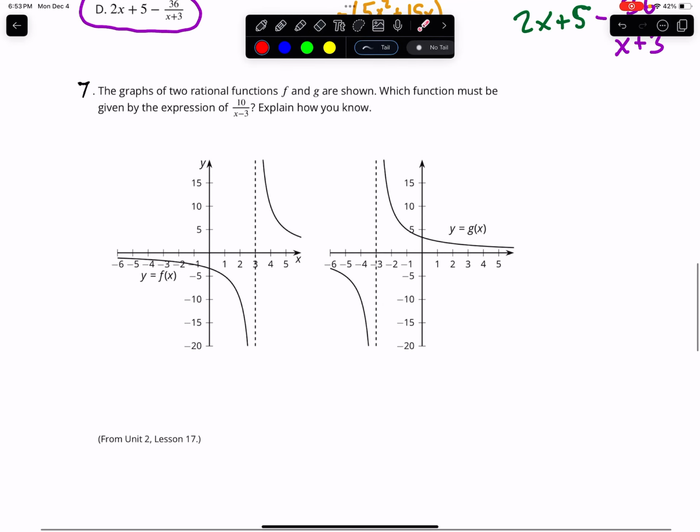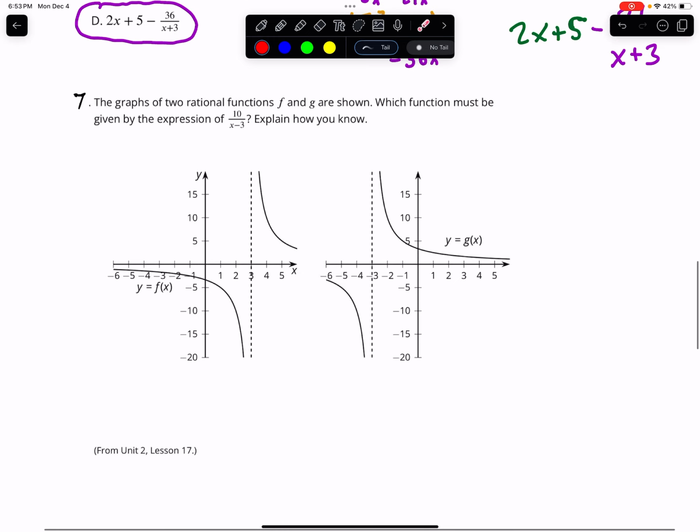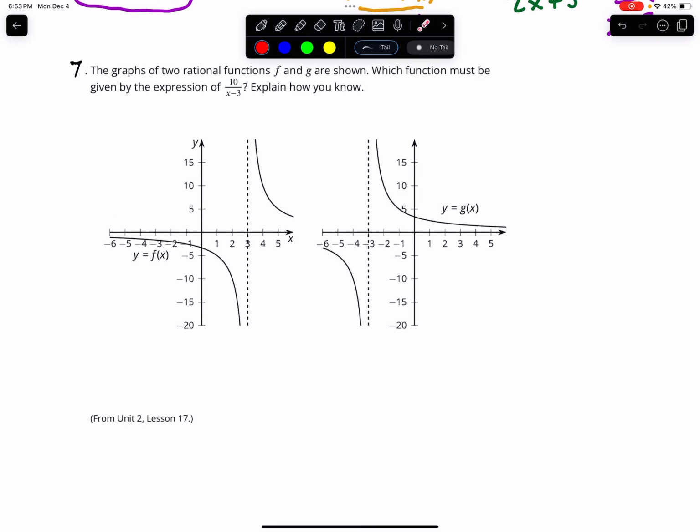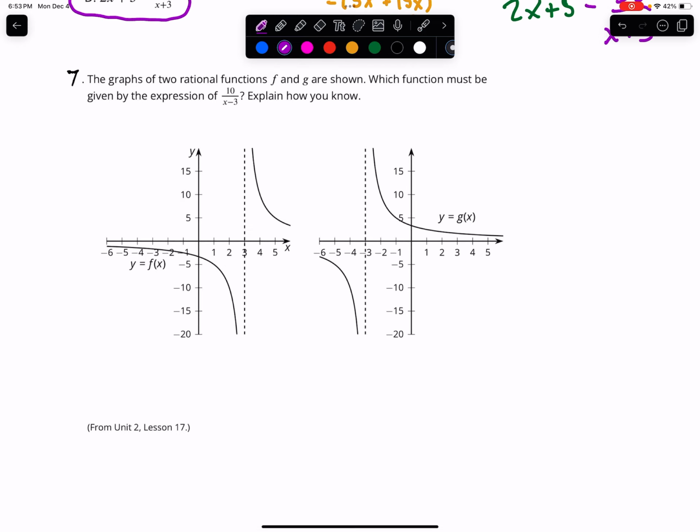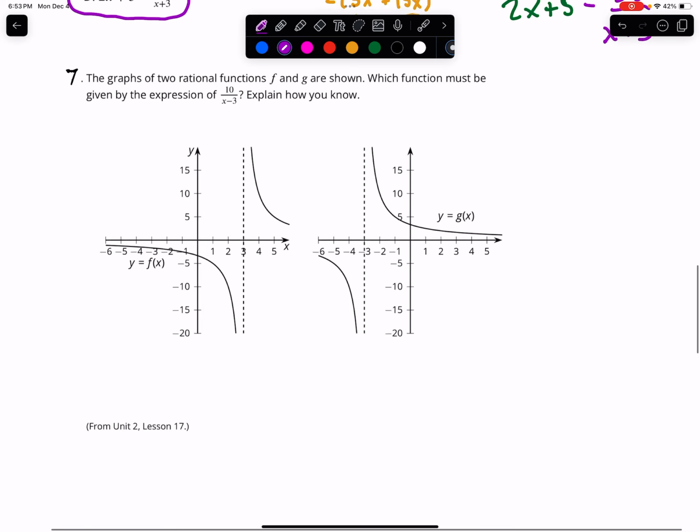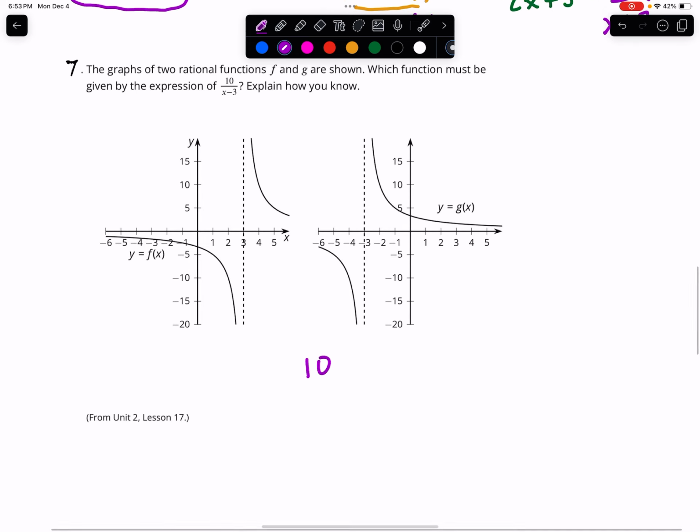Here we are at 7. I don't think this will take very long. I might give another example for you guys. Alrighty. Okay, so what do we got here? We're gonna match this 10. We got 10 divided by x minus 3.